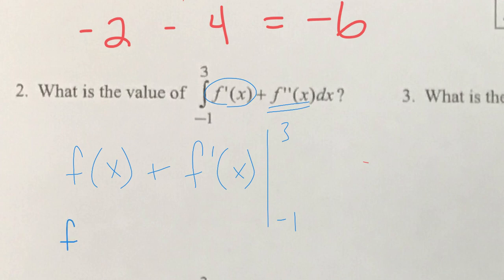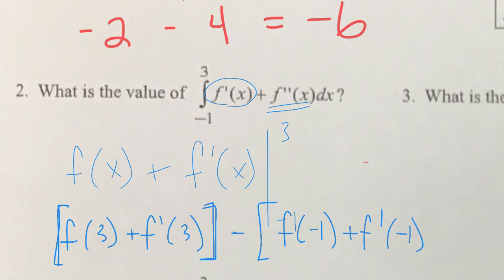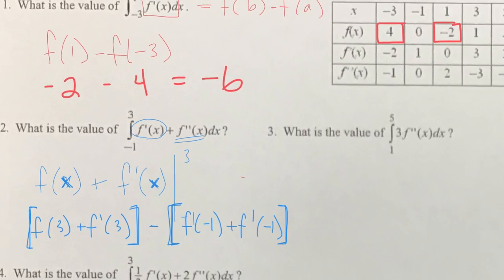Okay, so we're going to do f of 3 plus f prime of 3, right? That's evaluating at our right endpoint, minus f of negative 1 plus f prime at negative 1. Okay, and all these values are going to come from our table. Okay, so we're replacing x with 3 in both of our two functions, and then we're replacing x with negative 1 in both of our functions. So let's go to our table and see if we can find out what we're using here.